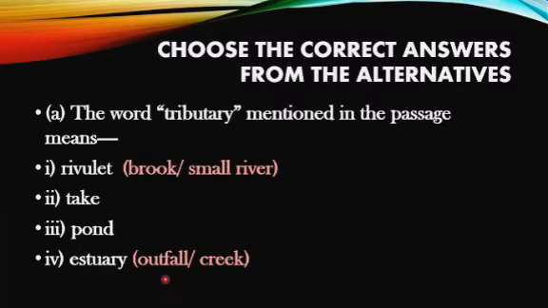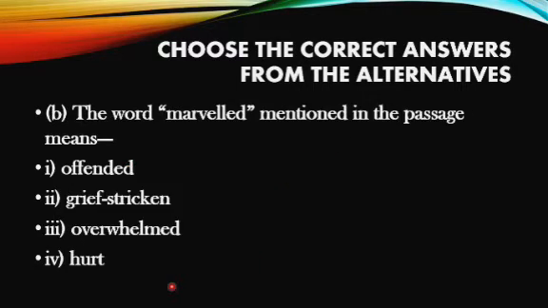The first question says, the word tributary mentioned in the passage means, and the 4 options are: rivulet, which means a brook or small river; number 2, lake; number 3, pond; number 4, estuary, which means outfall or creek. We already discussed that once the Buriganga was a tributary of the mighty Ganges. So tributary means small river or rivulet.